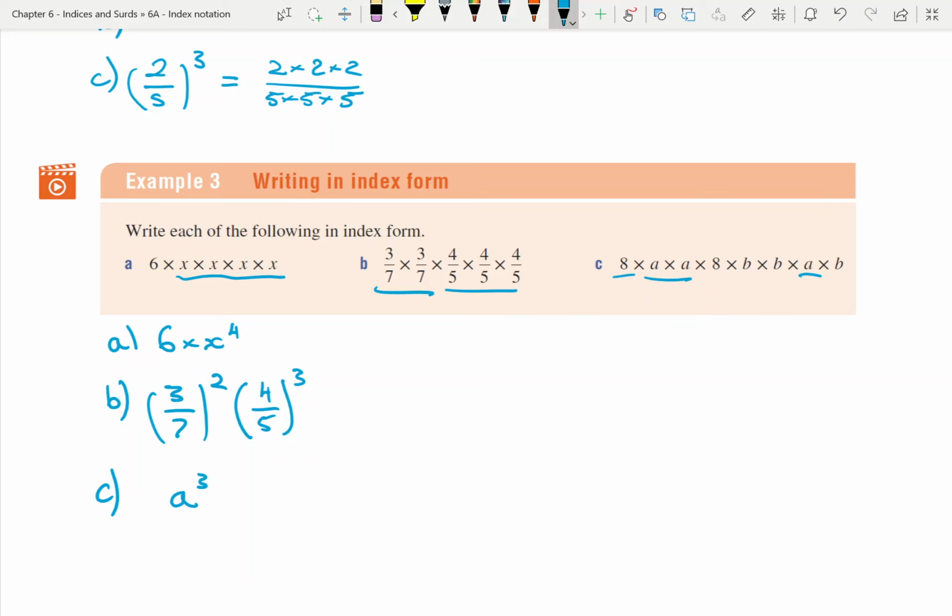We've got 8 times 8, which is 8 squared. And then we've got b times b times b times b, which is b cubed. So the answer for that's going to be 8 squared, a cubed, b cubed. You might think, why don't we just turn this into 64? Well, it's because we're asked to write it in index form. So we're going to leave it like that. If it said prime factor form, we'd even take it a little bit further and turn this to be 2 to the power of 3 to the power of 2.